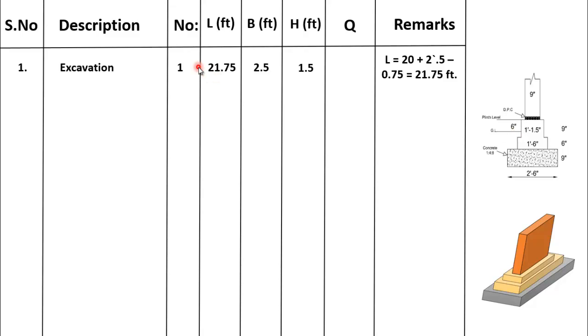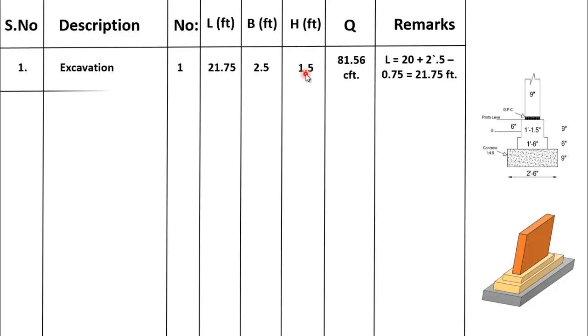To obtain total quantity of excavation, just multiply these four columns. That is 1 multiplied by 21.75 multiplied by 2.5 multiplied by 1.5. After simple calculation, we will get quantity of excavation is 81.56 cubic feet.